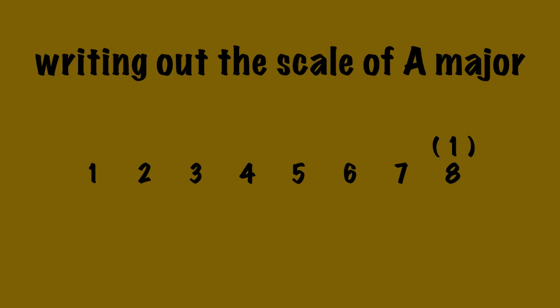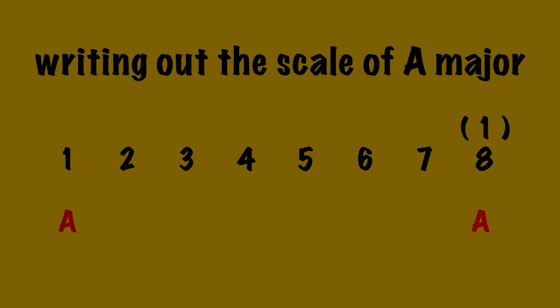So now we're going to use the same method, but we're going to try working out A major. So first of all, we'll write our numbers like we did before. 1, 2, 3, 4, 5, 6, 7, 8. And because the scale is called A major, we know that it's going to start and end on an A. We also already know that the A is just going to be A natural.